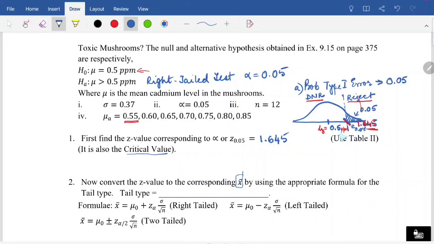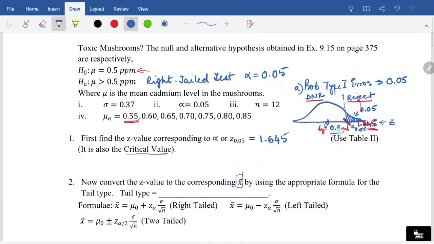So what we are doing is, when the null hypothesis mean was 0.5, in the original hypothesis test, what would be the corresponding x bar value of the 1.645 z value? The z value at 0.5 was 0. This 0.5 is the mean, the null hypothesis mean.